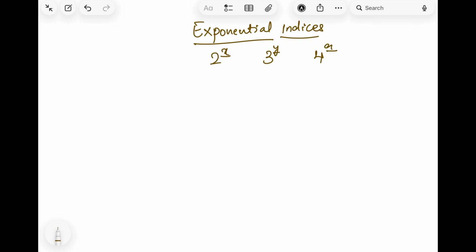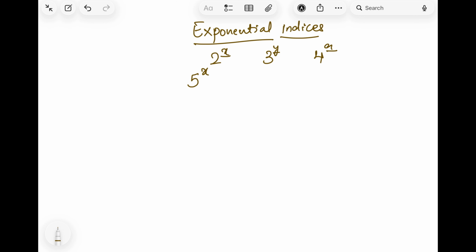Now how do we actually solve exponential indices? Normally we used to find the value of x and y when they were given in the form of an equation. This is not an equation. The power is x and y or a. The variable is given in the power. How do we do that now? Let's take up an example.